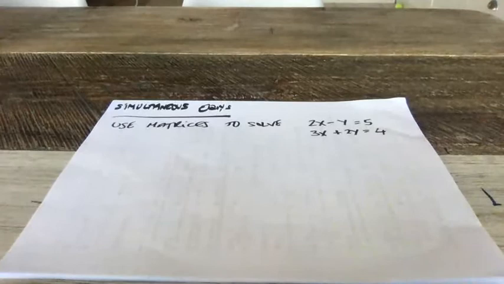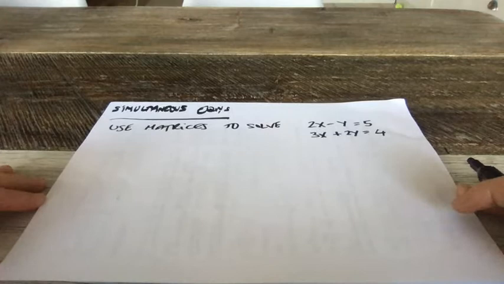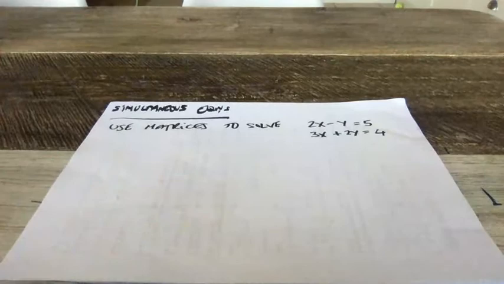Okay. So at the moment, I just wanted to show you what we're doing here. This is what we did last time, and I want to show you again how you do this. If I ask you to do something like 2x minus y is equal to 5, 3x plus 2y is equal to 4, there's a methodology that you apply. The first thing you do is write it in matrix form.